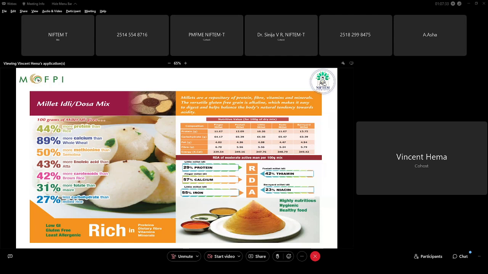So already the technology was transferred to one of the companies, Village Rice. That technology developed from NIFTEM is transferred to the industry. We are producing this fiber rice, and that rice they are using for this process.